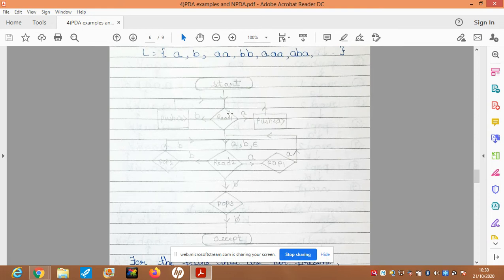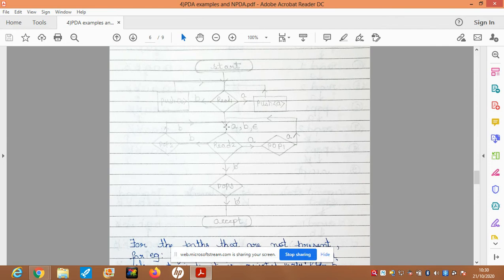So I need to push all the elements present on the left-hand side of the central element onto the stack, and that is taken care of by read one. When we are in read one, we are taking care of all the elements on the left-hand side of the string, and we push those elements onto the stack. Now, whenever I see the central element, for an odd length string it will be either A or B, and for an even length string, the central element is epsilon.